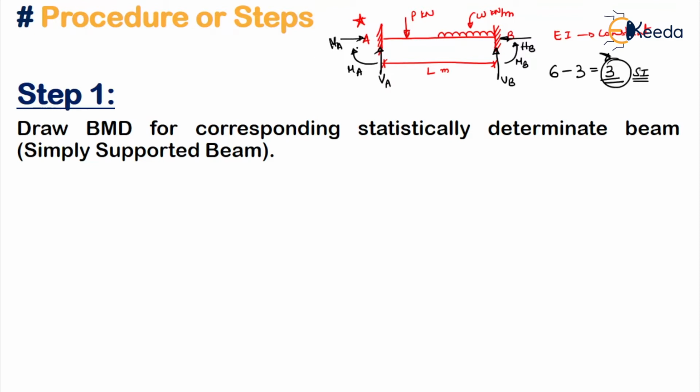So for that, the first step is to draw the bending moment corresponding to the statically determinate beam. What does this mean? A statically determinate beam in this case is a simply supported beam. Now this is a fixed beam, right? This is a statically indeterminate beam. So convert it into a statically determinate beam by taking the supports as simple supports.